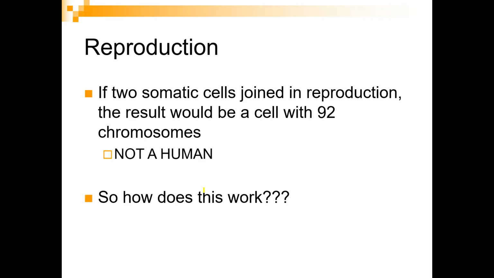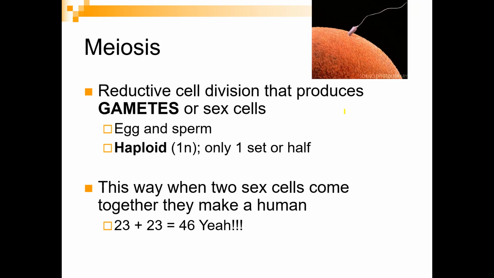Now the problem is that when it comes to sexual reproduction, if we were to join two somatic cells, you end up with a total of 92 chromosomes, and that is not a human chromosome number. And so we're going to need a different type of division. This is where meiosis comes in. This is a reductive cell division, and it's called reductive because it is reducing the number of chromosomes. Instead of making somatic cells, meiosis makes gametes, or sex cells.